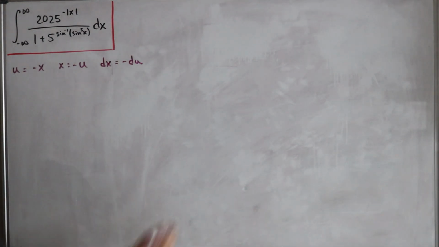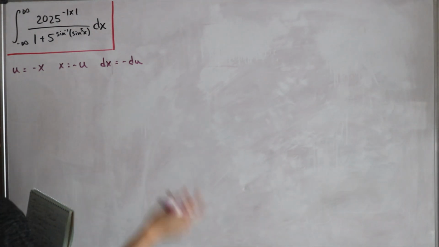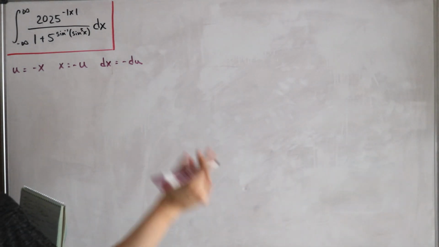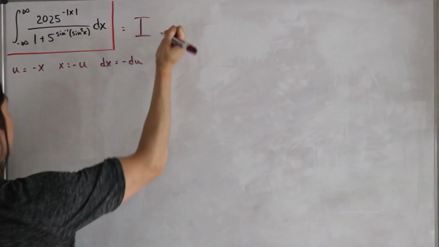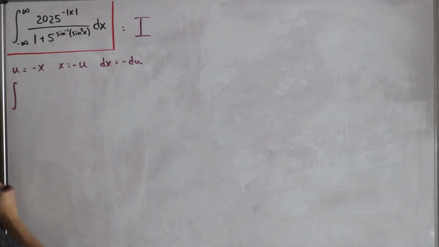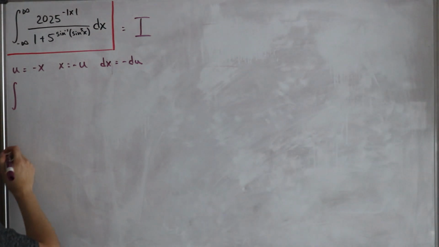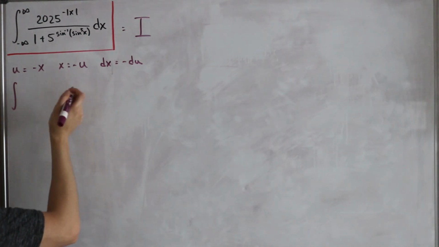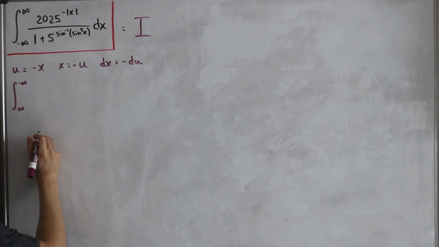Going forward with this, I did mention we were going to add a double of the given integral after performing the substitution. So let's notate this by calling our given integral capital I. So now our new integral, of course we're going to change our integration bounds. Everything is going to be in terms of u, so this will be a negative infinity on the top and a positive infinity on the bottom.